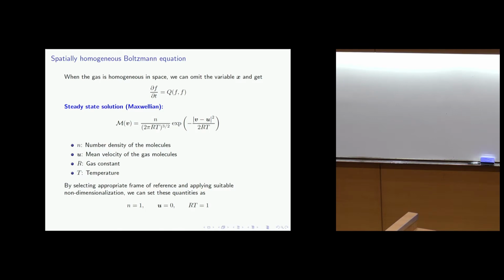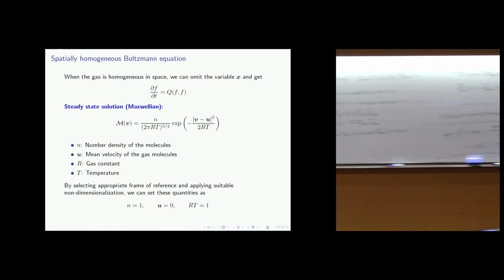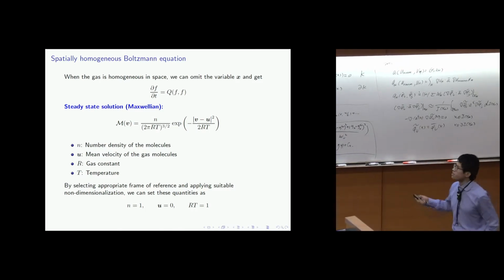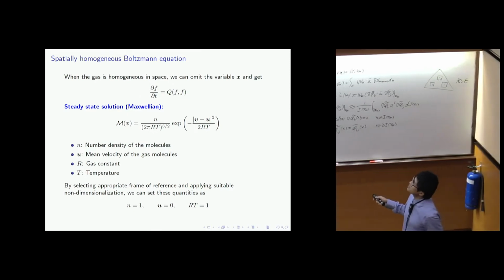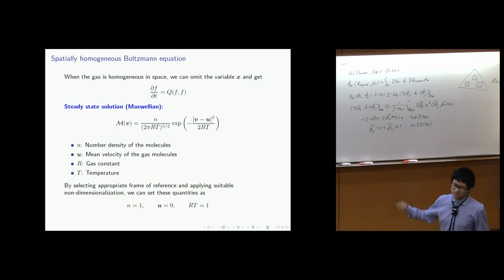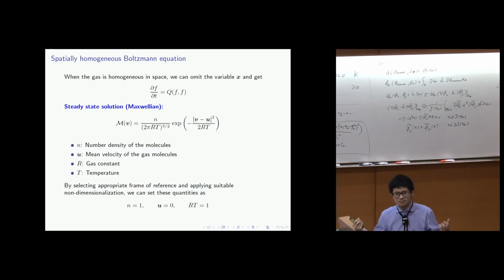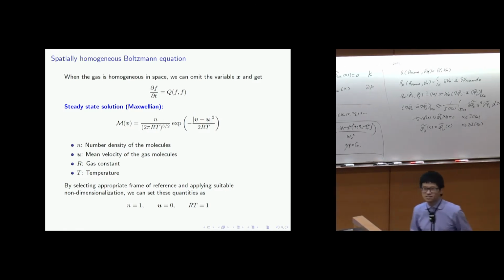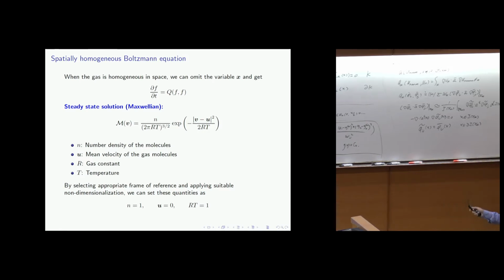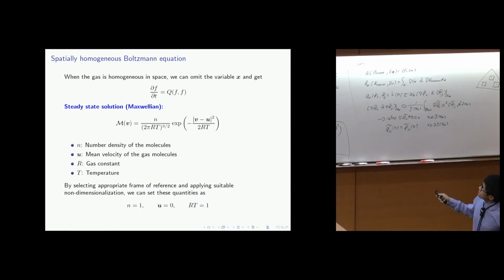Because if you just look at the collision of two particles, it definitely will not change the number of particles. And if you consider the mean velocity, then it's also easy. When two particles collide, it's just some internal interaction, so the mean velocity will not change. For temperature, it's similar. So in our discussion, we just fix these coefficients, n as 1, u as 0, RT as 1, and then our expression can be much nicer.